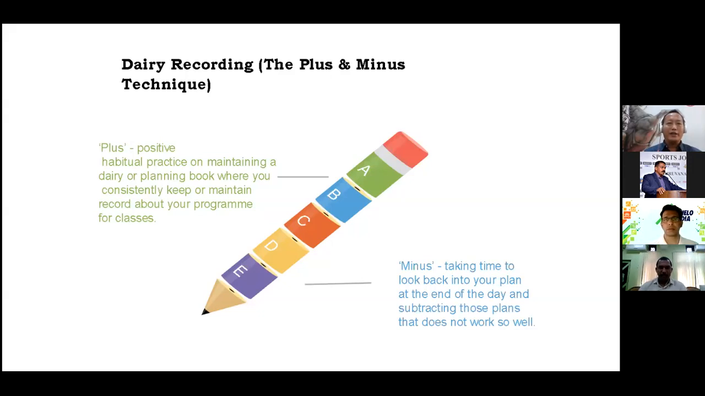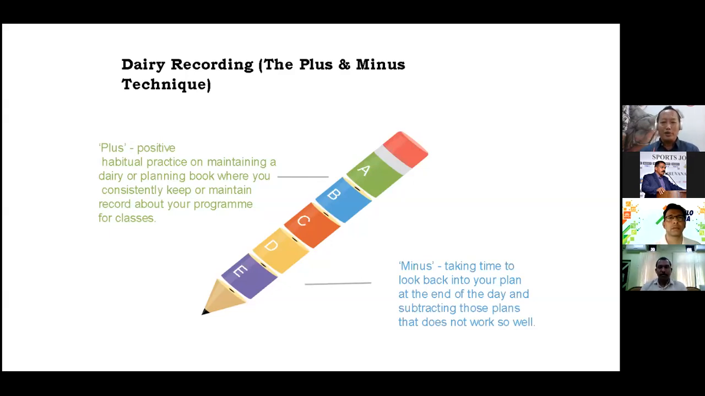And the minus technique here is taking time to look back into your plan at the end of the day and subtracting or minusing those plans that don't work. There's never a guarantee that whatever you plan is going to work. So if you have this habit of maintaining your own diary and planning out your program in such a way that you start listing 1, 2, 3, 4, 5, and you go and try it out today. For example, Monday or Tuesday you try it out with your class.